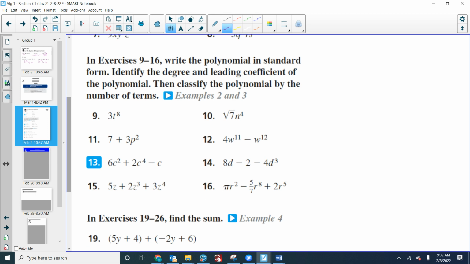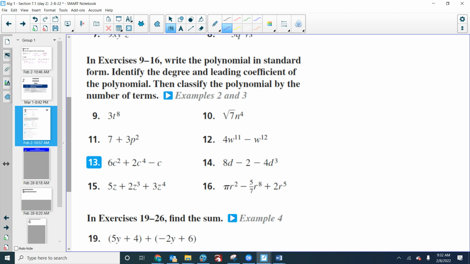Now, we had to write in standard form, identify the degree and leading coefficient, and classify. That's a lot here. Okay, obviously it's one term. Don't have to worry about standard form here. What degree is number 9? It's 8th. It's a monomial. It's one term. Leading coefficient's 3.